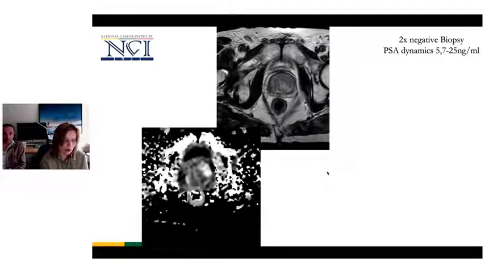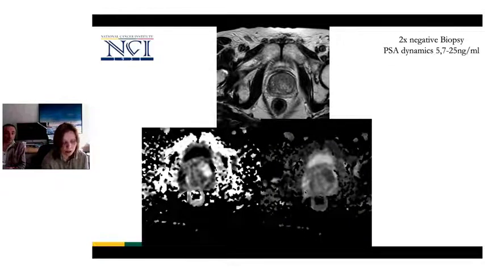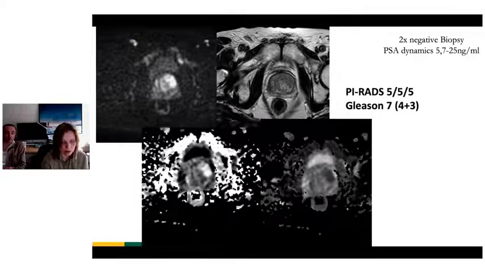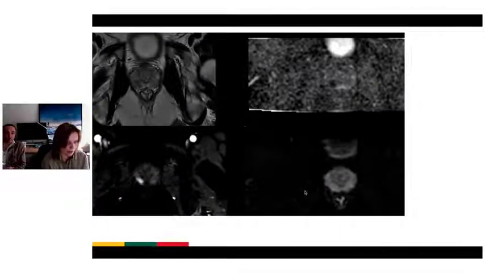Just to remind you, two negative biopsies and a growing PSA is usually an indication for MRI. Looking at T2 images, we see something dark in the transition zone. It has no capsule, so it's suspicious for cancer. We have a corresponding bright image on diffusion, a dark image on ADC, and a contrast enhancing image, so it's PI-RADS 5 and it's Gleason 7 cancer.